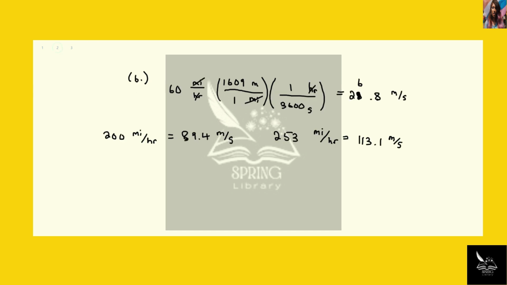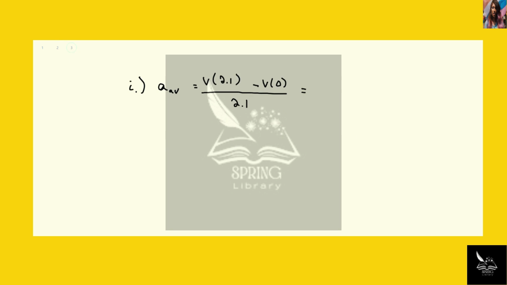So the average acceleration from 0 to 2.1 seconds is defined to be the velocity at 2.1 seconds minus the velocity at 0 seconds over the time between that, which is just 2.1 seconds. We calculated these in meters per second on the previous page. So V of 2.1 is 26.8, and V of 0 is just 0. And so when you plug this in, you get 26.8 minus 0 over 2.1, or 12.76. This is in meters per second squared now.